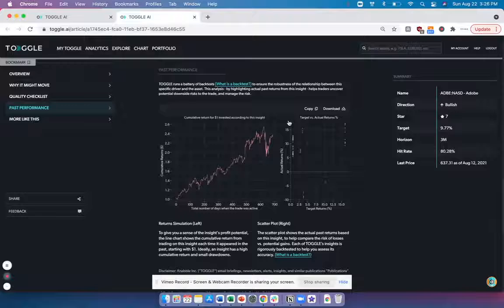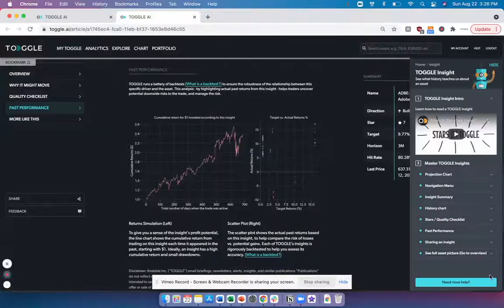If you want to learn more, you can always go to our help robot on the bottom right, who will guide you through the components of a Toggle insight and connect you with a member of our team if you have any additional questions.